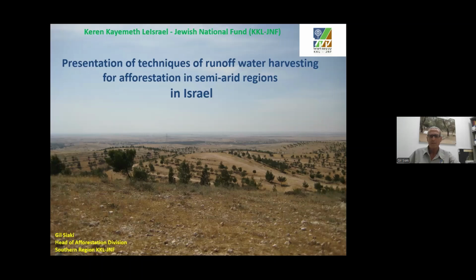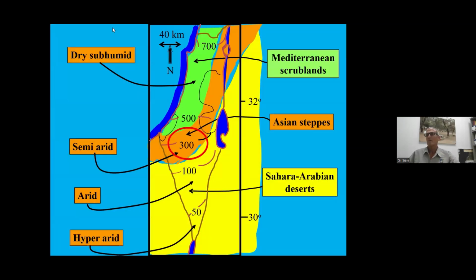Israel is a very small country, about 22,000 square kilometers, and the climate zones are very different from each other. In the north, we sometimes have 800 millimeters a year, and in the south, it's arid and semi-arid, where we have something like 50 millimeters and sometimes less. You can see from the map it affects the vegetation. In this talk, I will concentrate on the semi-arid zone, which is in the middle of Israel, between 100 and 300 millimeters.